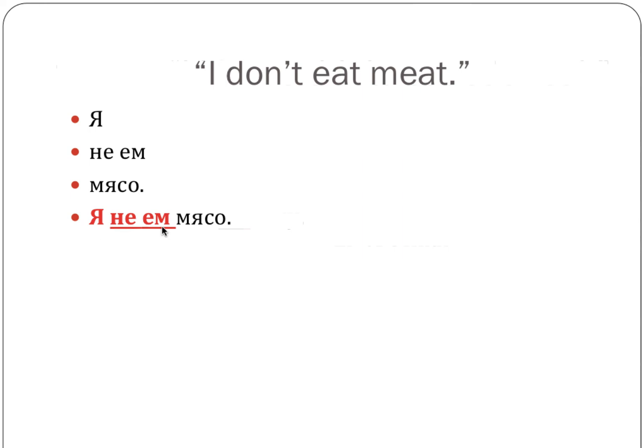so it's in the right form, even though there is this negative particle не in between. But this is our first and only verb. It has to be in the right form. Я не ем мясо. I'll have a couple more examples in the next video.